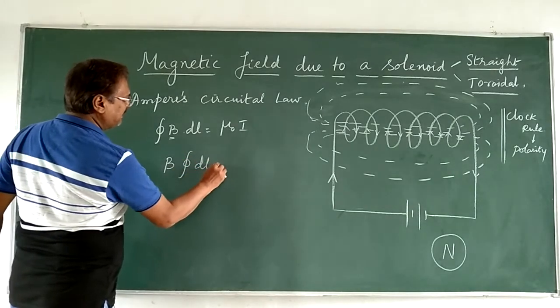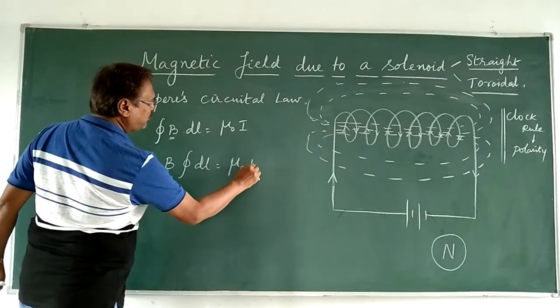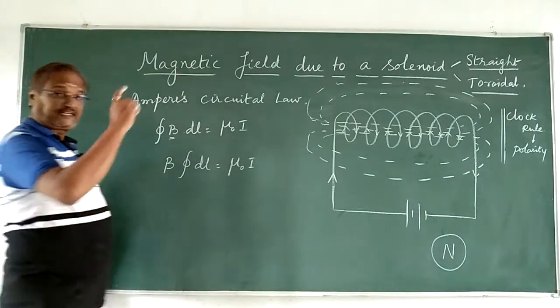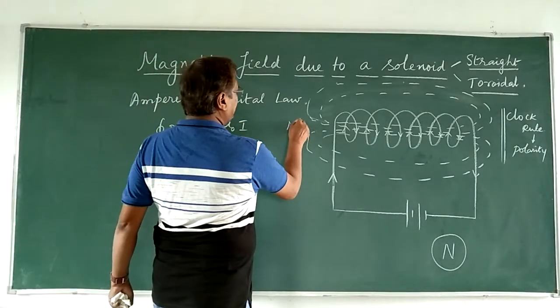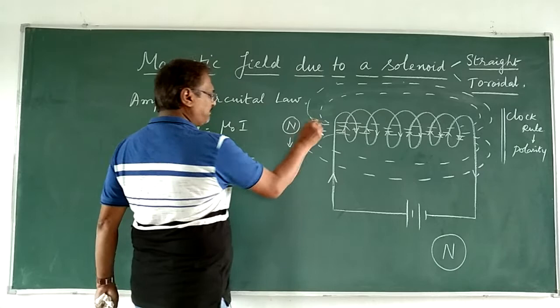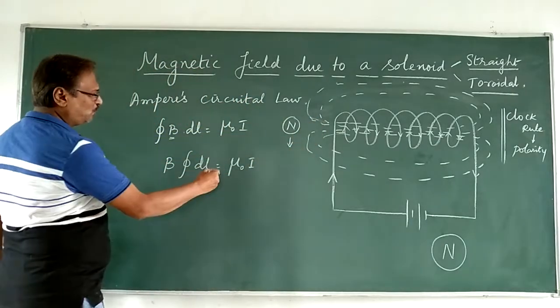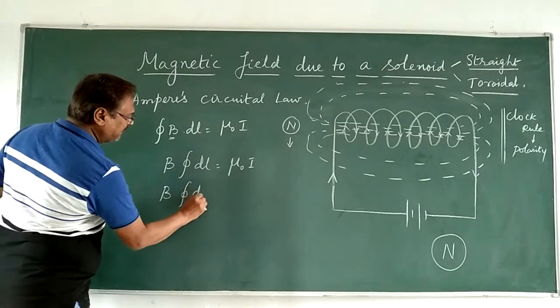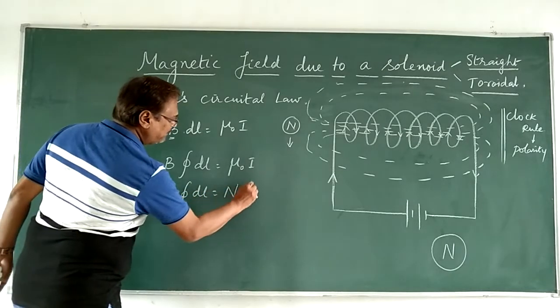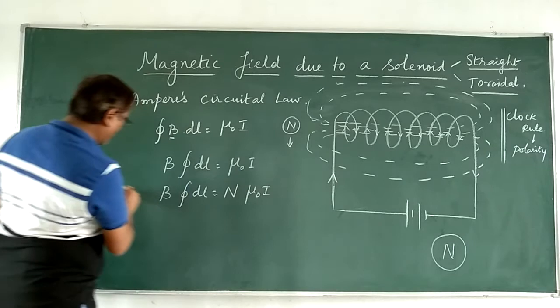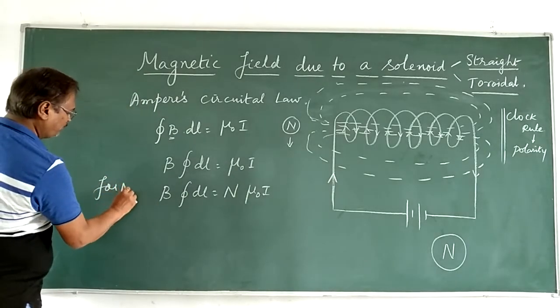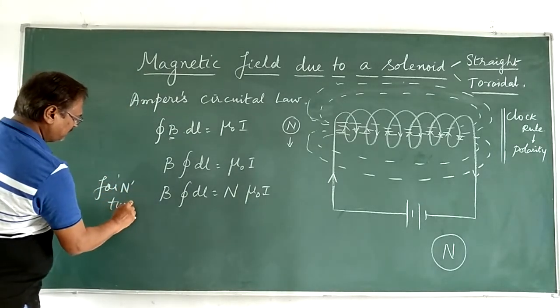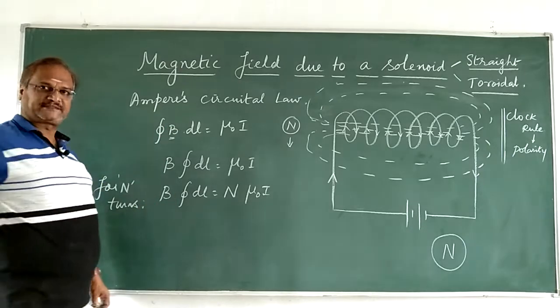The integral B dl is equal to mu naught into I. But I said to you, it is having n number of turns. This is the number of turns in the coil. So the formula will become B integral dl is equal to n times mu naught I for n turns. For n turns, the rule will be like this.